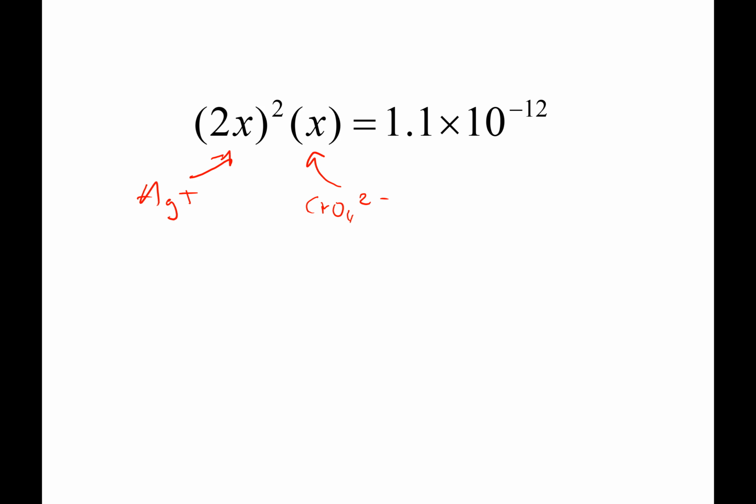The next thing that will catch us is we have to distribute that square through the quantity 2x. So we have to square the 2, and we have to square the x. So 2x becomes actually 4x squared. 4x squared times x is 4x cubed. Are we good with that? Let's see where that 4x cubed came from.